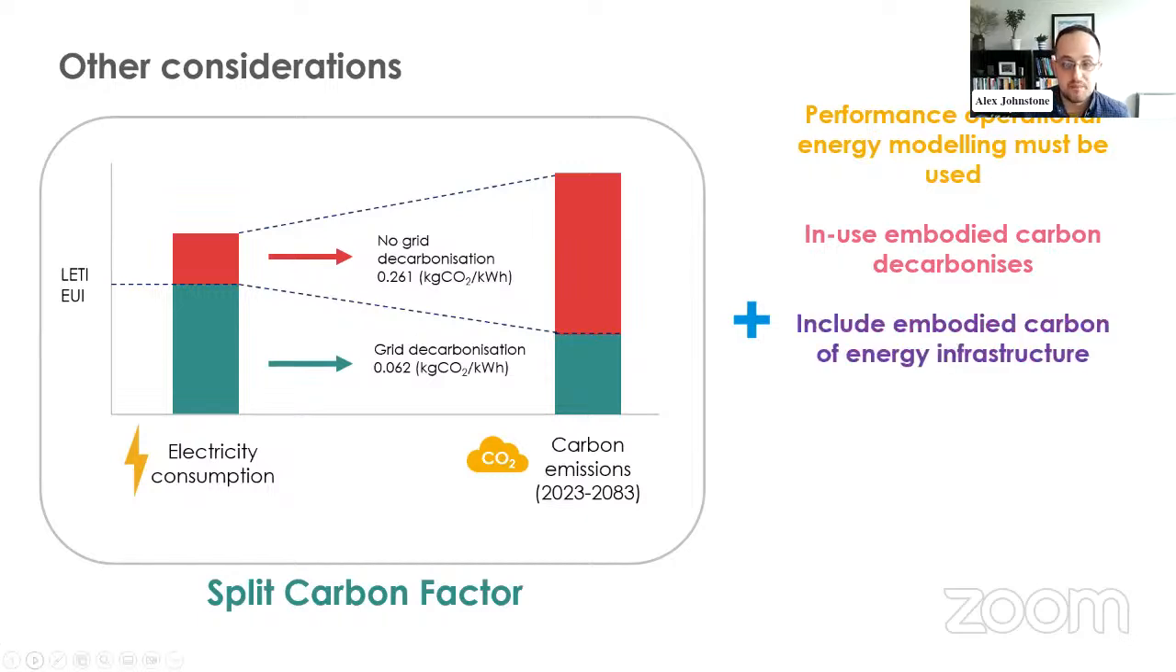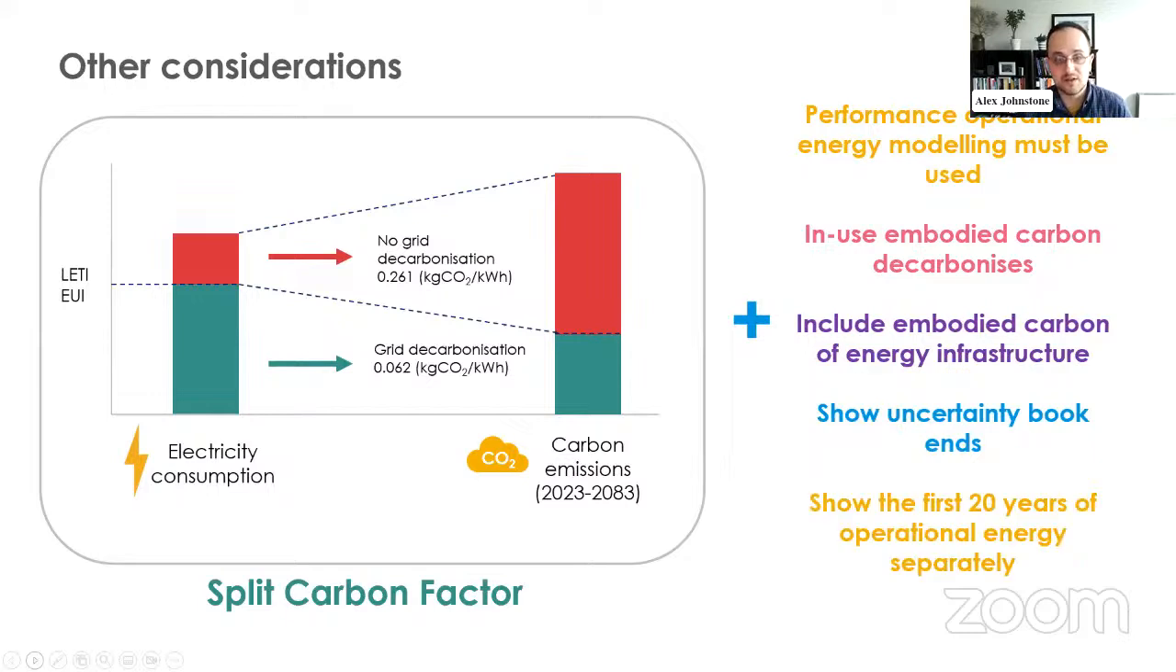In addition, there's an allowance for the inclusion of embodied carbon of energy infrastructure, that uncertainty is represented through showing bookends that illustrate a non-decarbonised and a fully decarbonised grid, which we'll talk about a bit more in a second, and that the first 20 years of operational carbon is shown separately, as there's greater certainty over that portion, and it's therefore more important. And so to capture these considerations, we've developed a proposed dashboard format to present these results, which Clara will talk you through now.